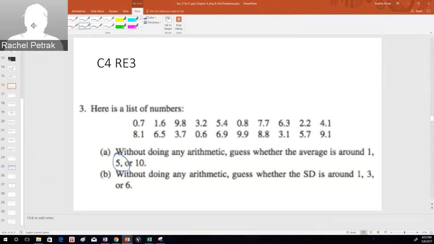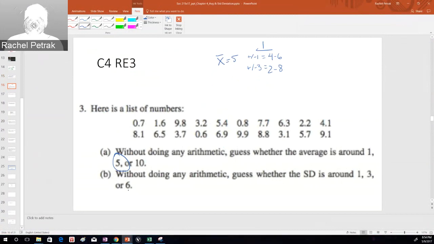And then on our second part, we're going to guess whether the standard deviation is around 1, 3, or 6. This is a little trickier, but if our mean is about 5 and the standard deviation is 1, then remember, we would want to have the whole distribution within 3 standard deviations of the mean. Above and below 1 standard deviation would be a range of 4 to 6, and plus or minus 3 standard deviations, which should have the whole distribution in it, would be 2 to 8. But we already know we have numbers below 2 and above 8, so it can't be 1.